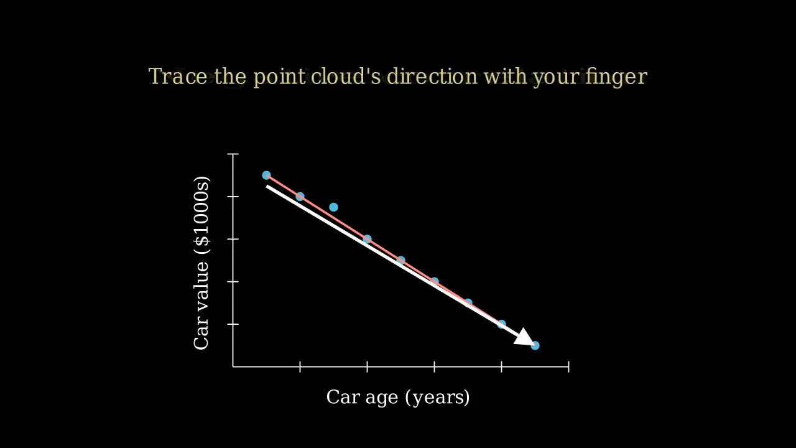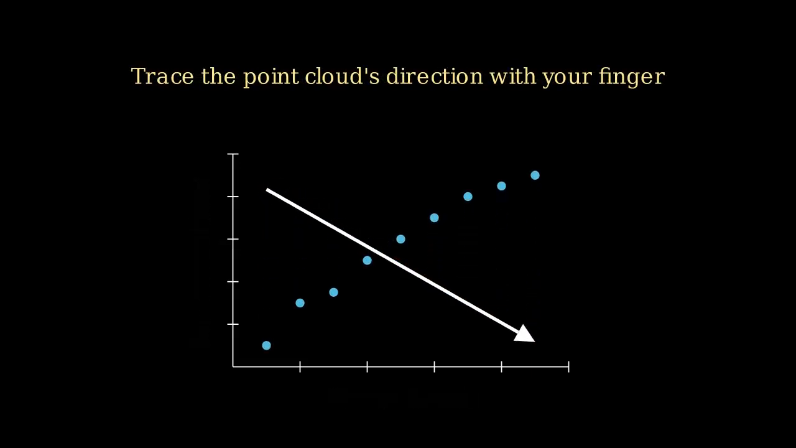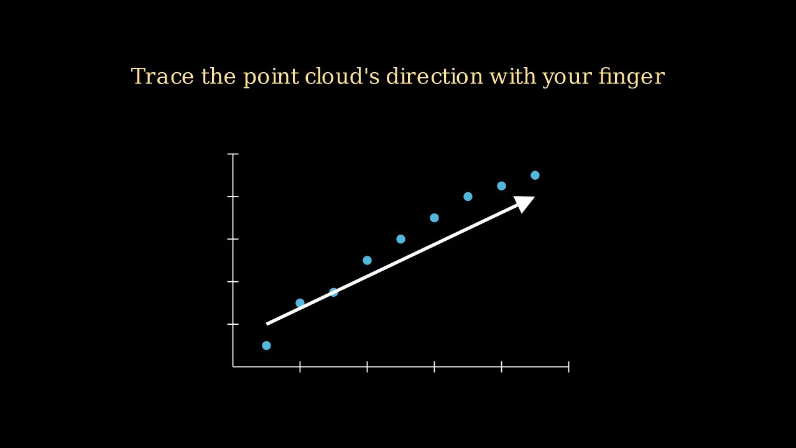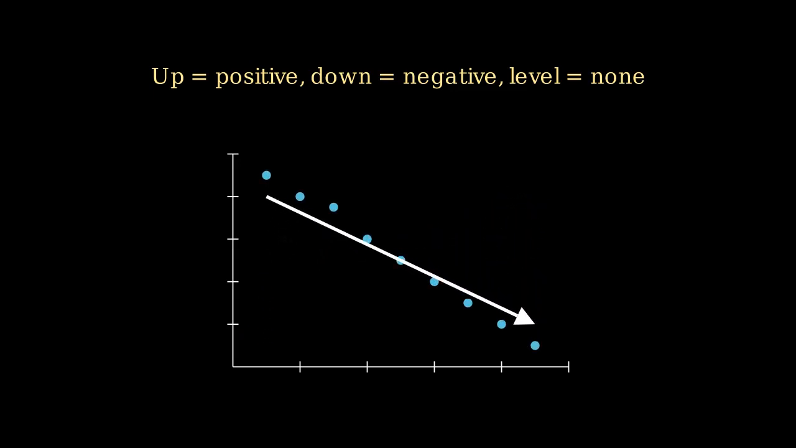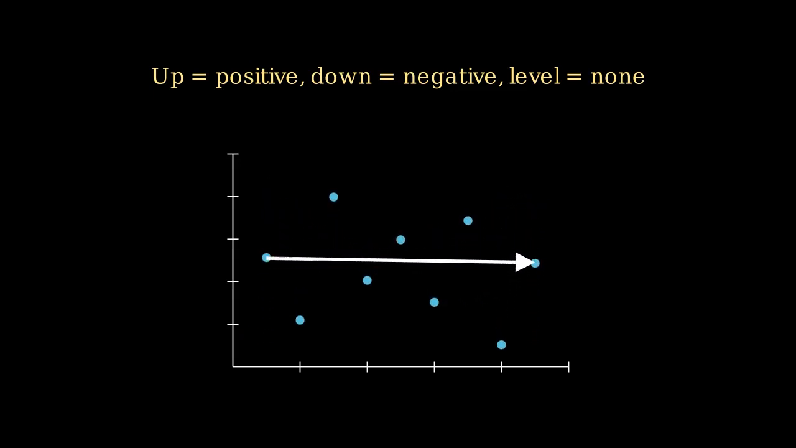Here is a useful trick for reading any scatter graph. Trace the general direction of the whole cloud of points with your finger, moving from left to right. If your finger moves upward, that's positive correlation. If your finger moves downward, that's negative correlation. If your finger stays roughly level, with no clear direction, that's no correlation.